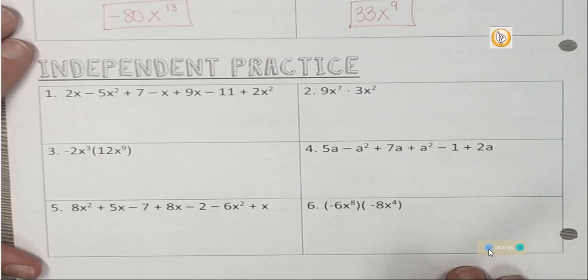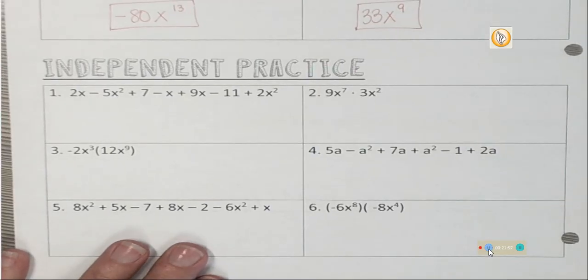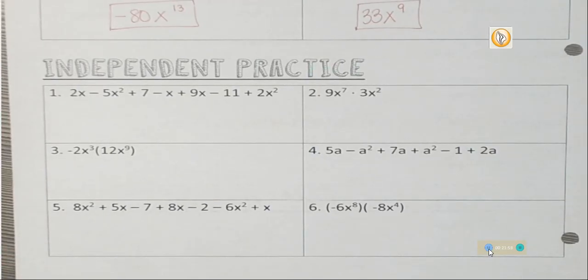Where sometimes we mess up is when all of a sudden now I got a whole bunch of numbers and letters and signs all mixed together. How am I going to know if I'm supposed to multiply? It's going to have a dot or some parentheses, okay? If it's add and subtract, I'm just going to combine like terms.